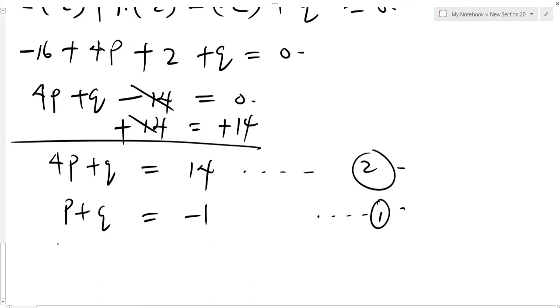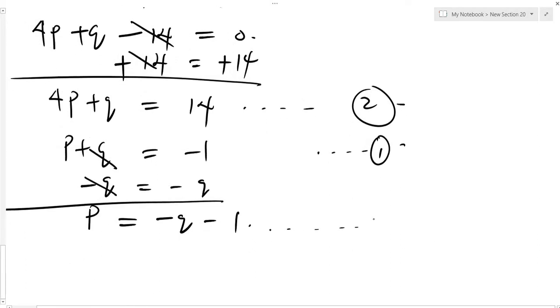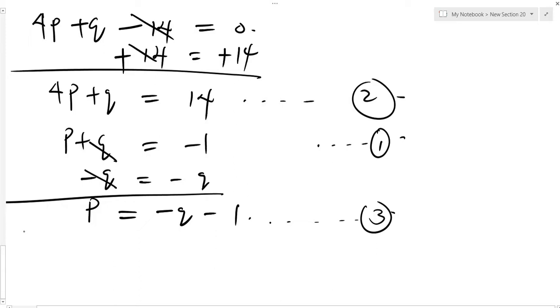So you use substitution method if one of the coefficients of the variable is equal to 1. So what I will do now is from equation 1, I will add minus q to both sides. Now this will cancel out this. So from equation 1 I have p equal to minus q minus 1. So I can call this equation 3. So substituting equation 3 into equation 2, wherever I see p, I will substitute it with minus q minus 1.